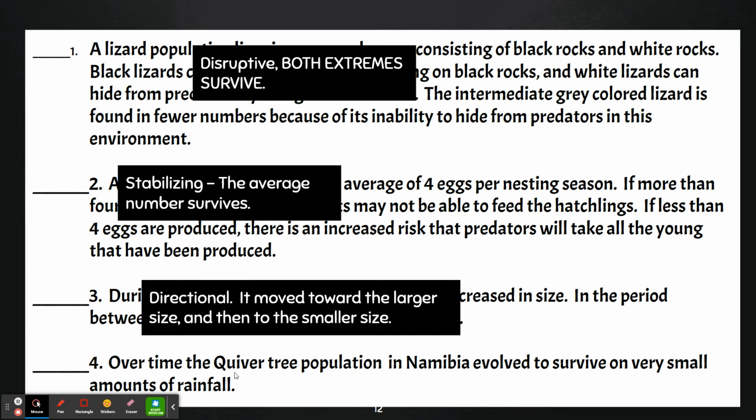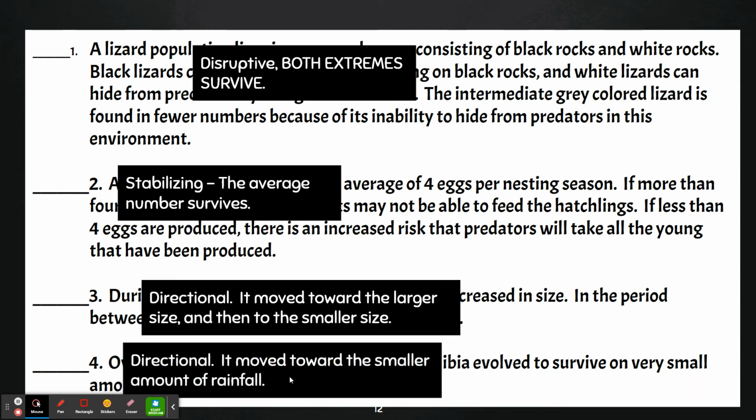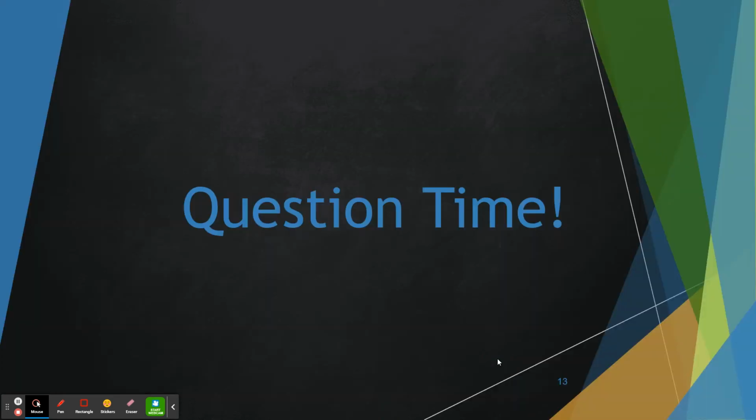And number 4, the quiver tree population in Namibia evolved to survive on very small amounts of rainfall. So we would expect there to be small, medium, and large amounts of rainfall. But in this case, the plants that could handle small amounts of rainfall survived. And so we'll see a shift towards small amounts of rainfall, and that would be directional. It's one extreme on one side of the graph. All right, try the next few questions.